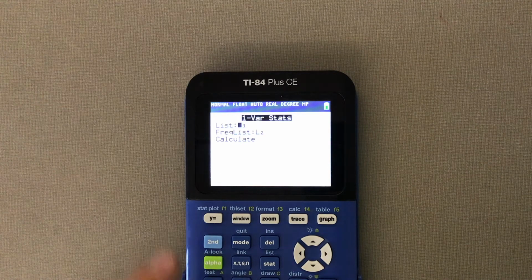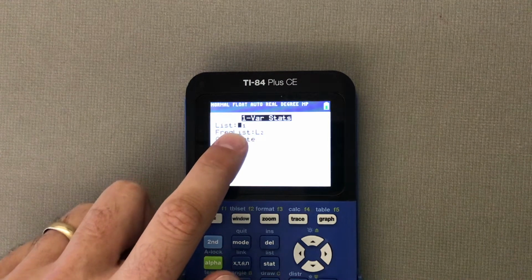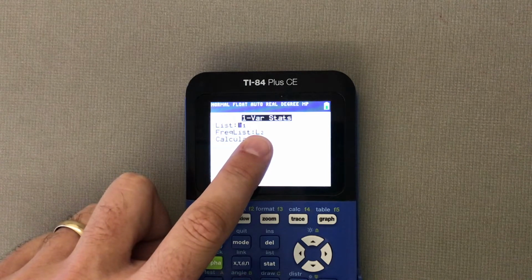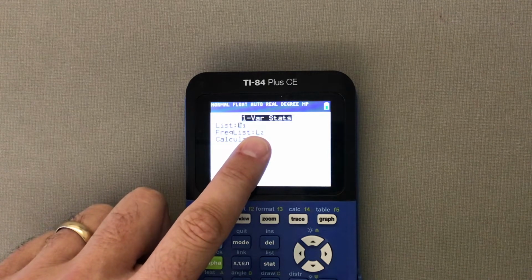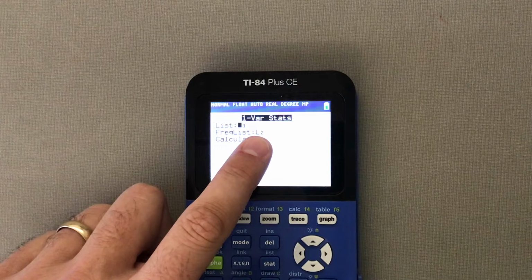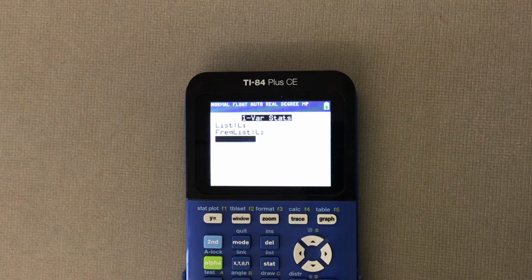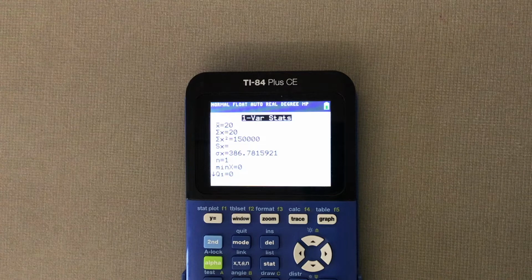And here what we're going to do is put list 1 as our list, okay? And usually we leave frequency list blank because we don't have real frequencies. We want to treat every single item in our lists as equally weighted, as just a single thing. But here we want to actually weight them according to those probabilities. So for frequency list, put in list 2. And then you're going to go to calculate. And there you have it.